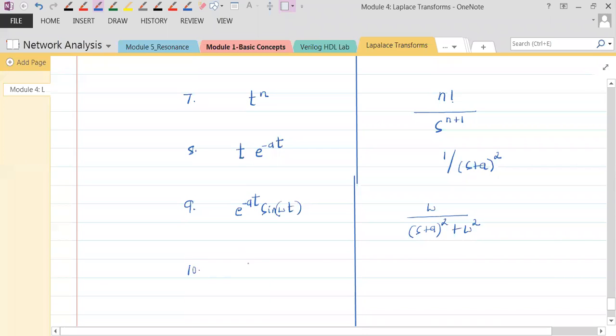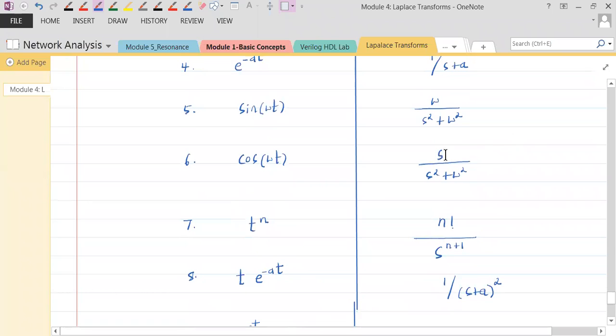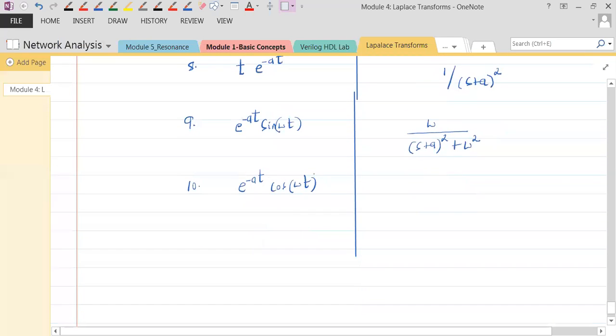Suppose you have e power minus at with cos omega t. What can we have? Anybody? In place of s, we need to have s plus a. What is cos omega t? Cos omega t is s by s square plus omega square. So wherever s is there, since e power minus at is there along with cos omega t, the s has to be replaced by s plus a. In the numerator we have s, that needs to be replaced by s plus a, and in the denominator we have s square, so that needs to be replaced by s plus a whole square plus omega square.